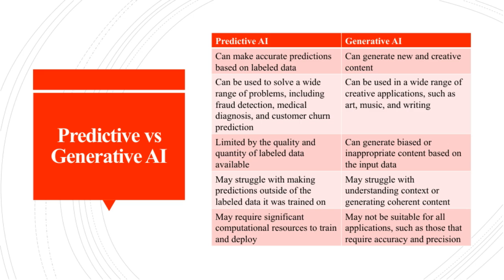Generative AI, meanwhile, can sometimes produce content that lacks coherence or doesn't fully understand the context, especially if the input data is lacking. Additionally, both types of AI require significant computational resources for training and deployment, but generative AI might not always be suitable for applications that demand high accuracy and precision. Ultimately, both predictive and generative AI serve different purposes, but understanding their strengths and limitations helps us choose the right tool for the right problem as we explore the broader potential of AI.